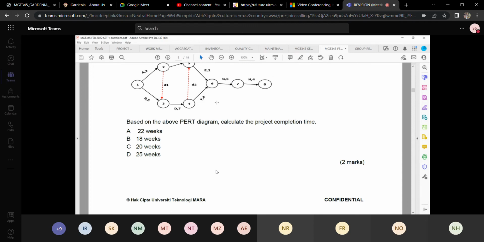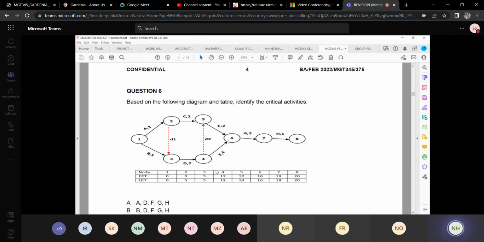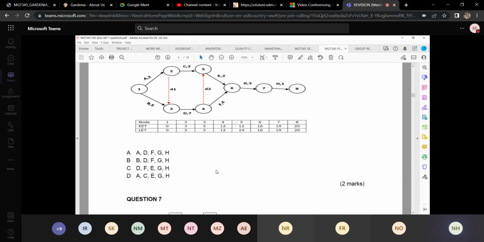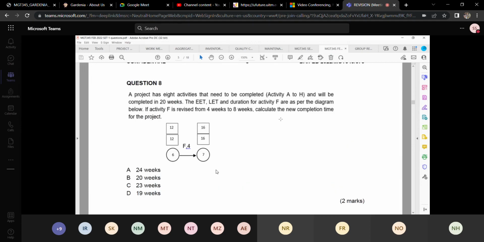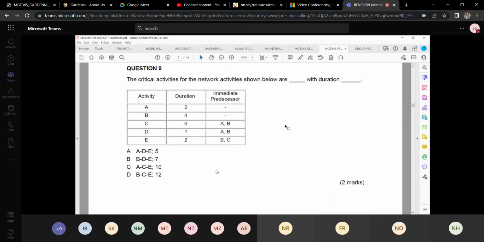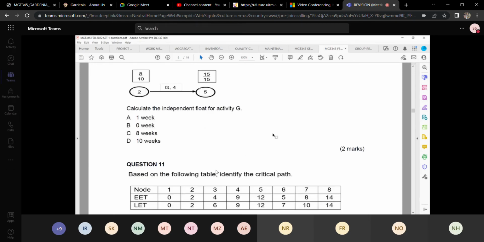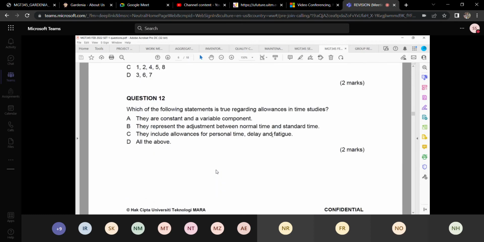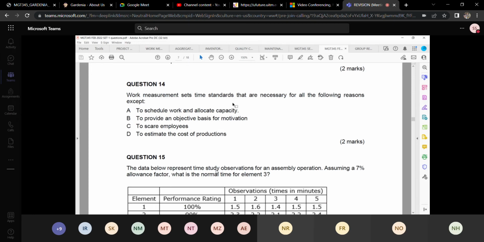Bagi you diagram. Okay, calculate project completion time. So maksudnya kena buat yang atas saja. Buat kotak. Okay, dan isikan yang atas. Okay, identify the critical activities. Cari float. Cari completion time. Cari critical activities lagi. Cari float. Lebih kurang sama pattern dia. Theories.